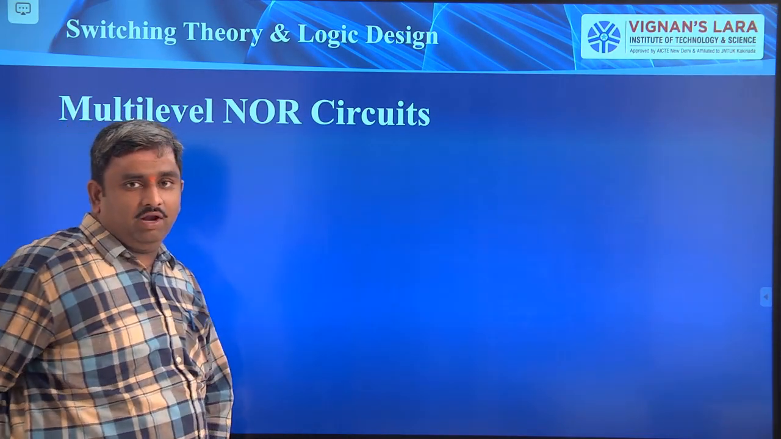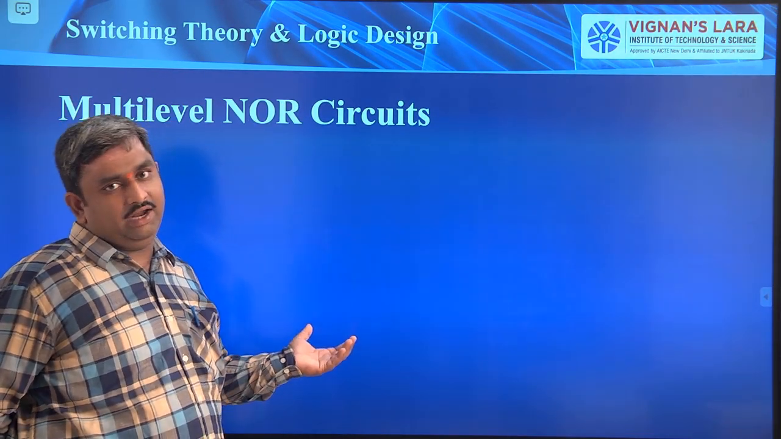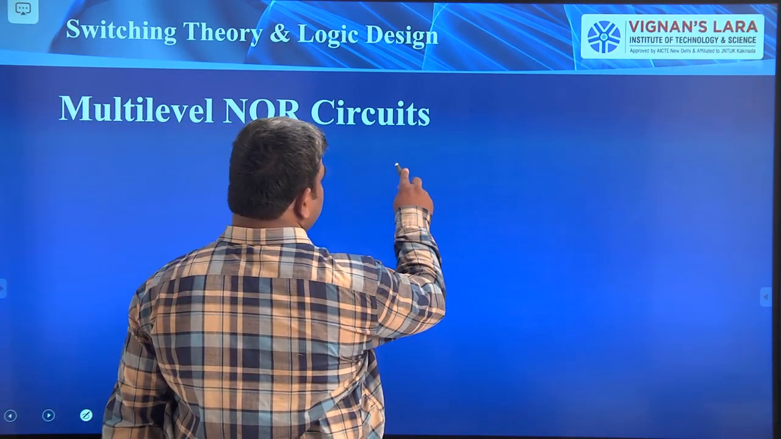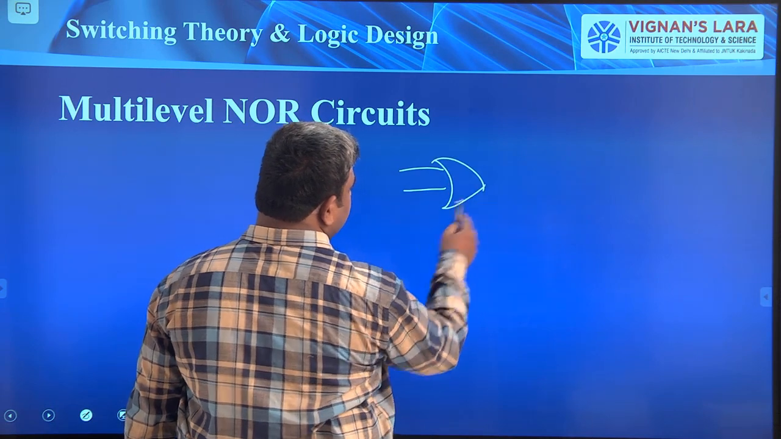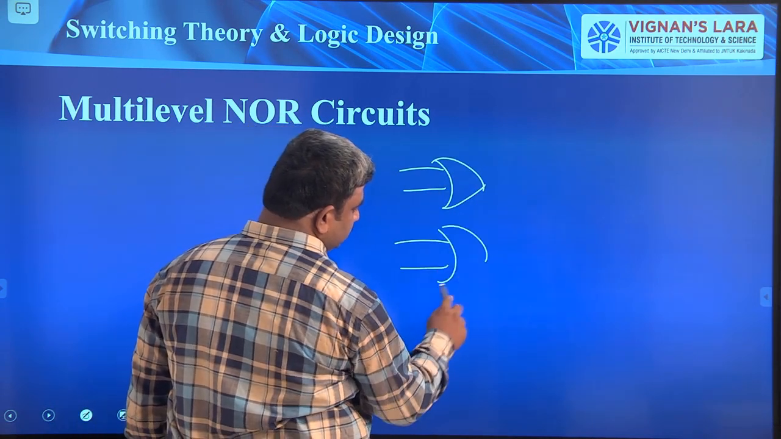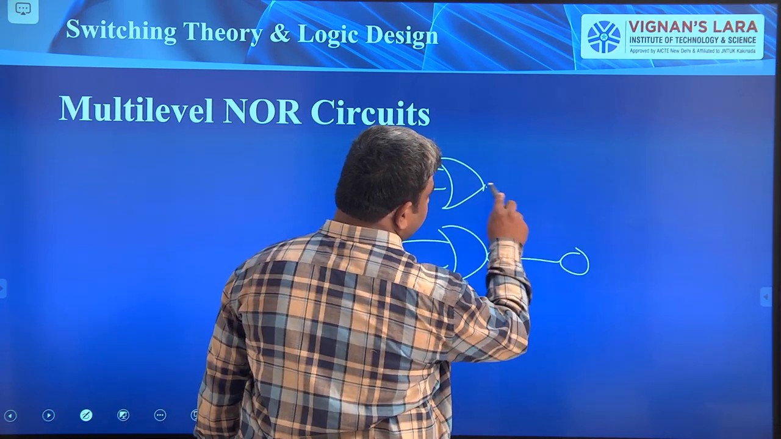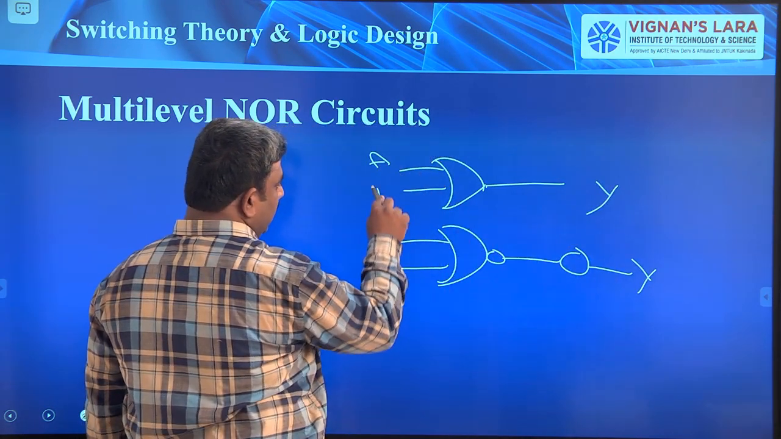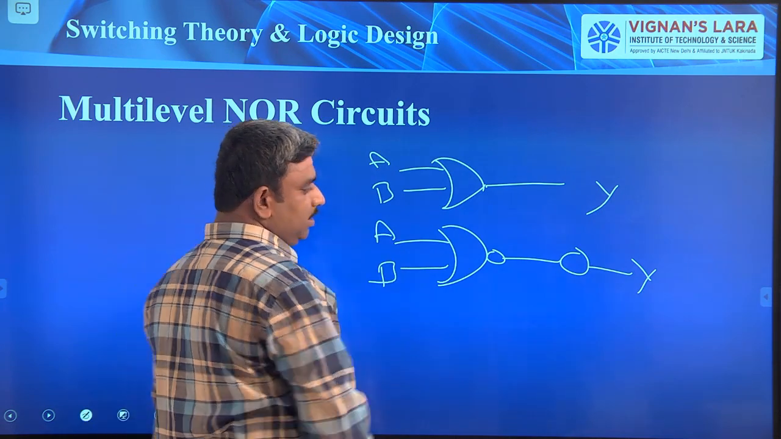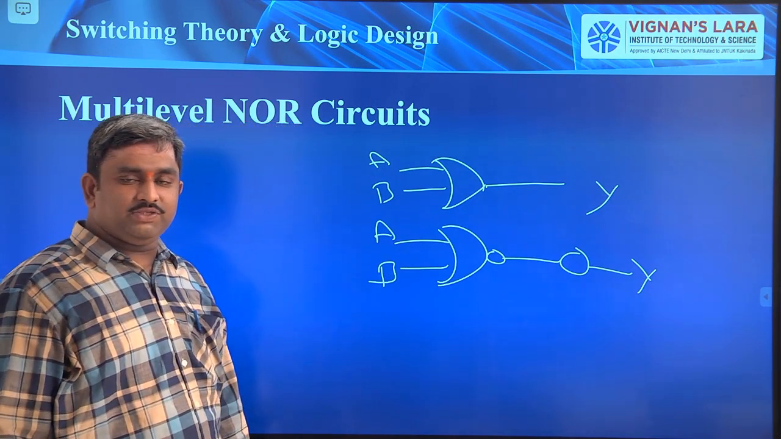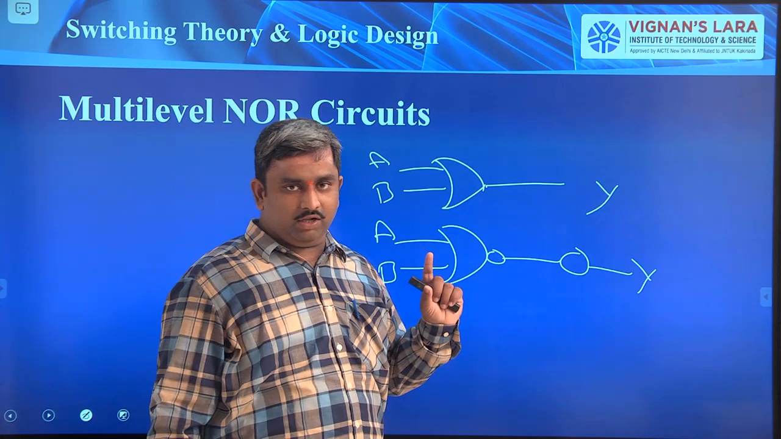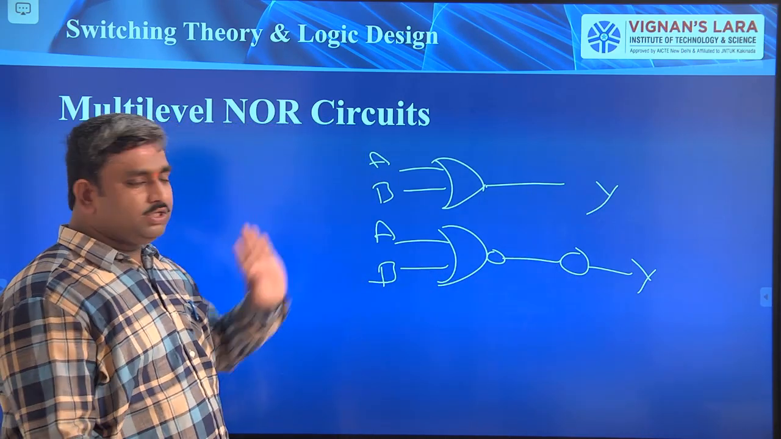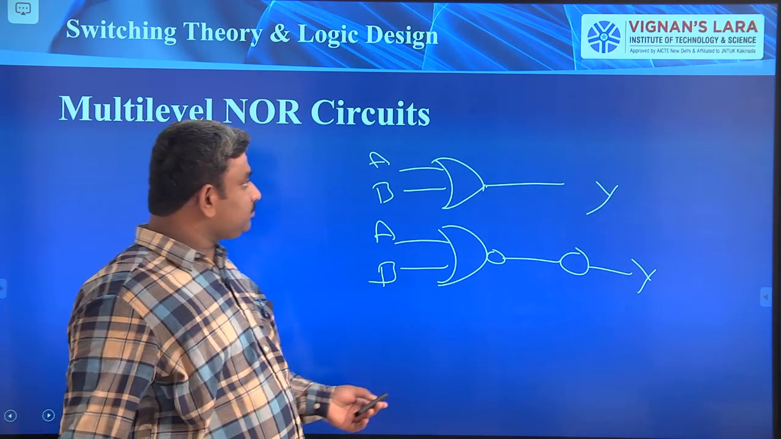Next, multi-level NOR circuit. Just like we did with the NAND gate, you have to implement with NOR also. If the OR gate is given, just replace this OR gate with a NOR gate and place one more bubble here also. This is the final output Y, and this is A, and this is B, and this is A, this is B. Right? For OR gates you replace with the NOR gate, and you add one more bubble here also. I drew a big bubble, so don't bother about that. Draw a small bubble.